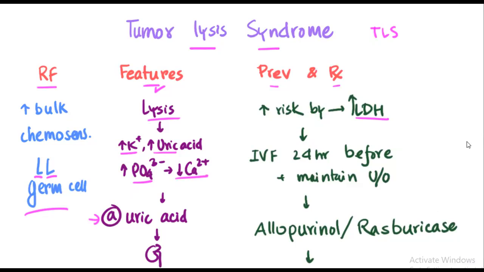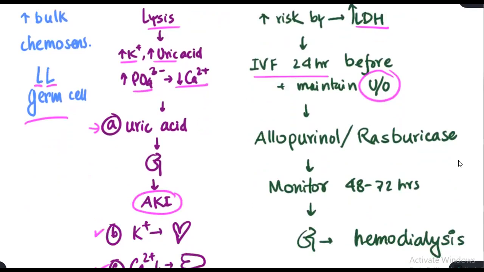If there is a high risk of TLS, we hydrate the patient, we start IV fluid 24 hours before the chemotherapy, and we try to maintain a good urine output. And we also give a uric acid lowering agent such as allopurinol, or even better, rasburicase. And after the chemotherapy, we monitor the patients for 48 to 72 hours. The monitoring is by clinical evaluation and also by electrolytes.